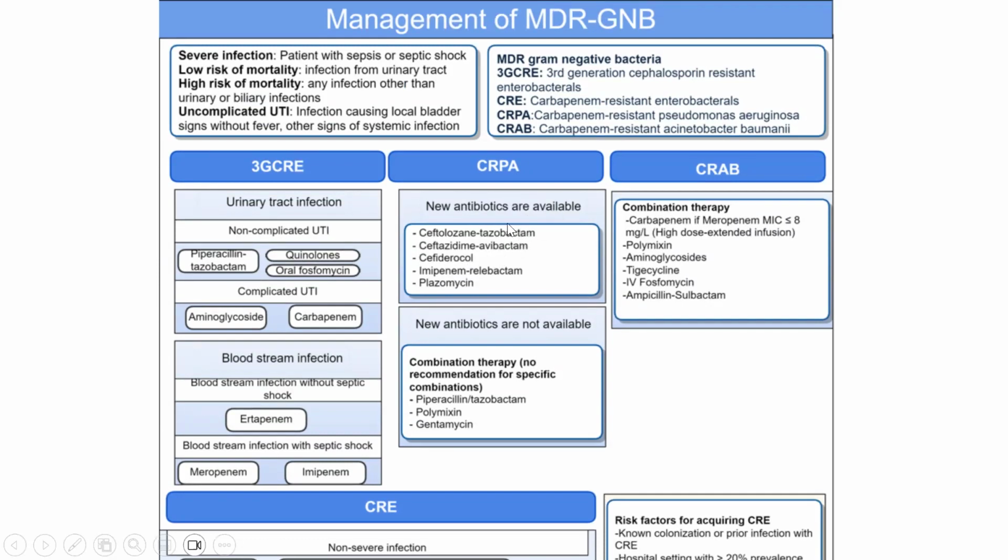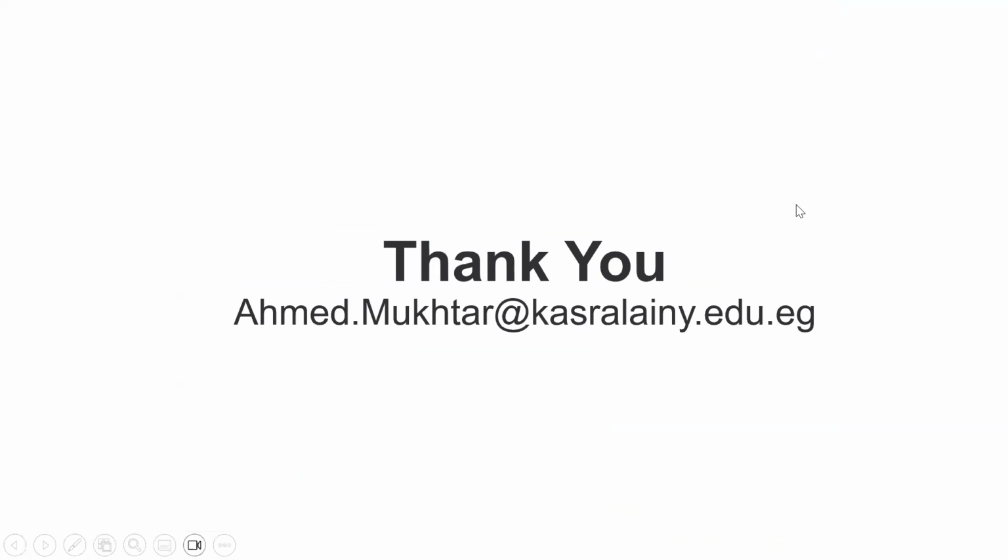And for carbapenem-resistant Pseudomonas aeruginosa, if the new antibiotics are available, like ceftolozane-tazobactam, ceftazidime-avibactam, or cefiderocol, we can use them. But if the new antibiotics are not available and the old antibiotics are sensitive, we can use either piperacillin-tazobactam, polymyxin, or gentamicin. And lastly, for carbapenem-resistant Acinetobacter baumannii, we can use any combination of polymyxin, aminoglycoside, tigecycline, or IV fosfomycin. We can still use the carbapenem if the meropenem MIC is less than 8. Thank you.